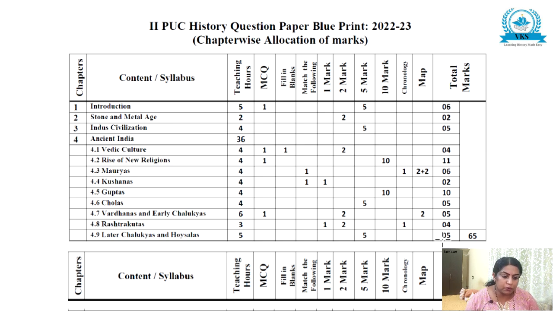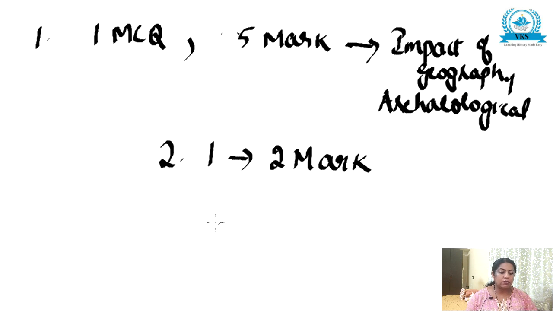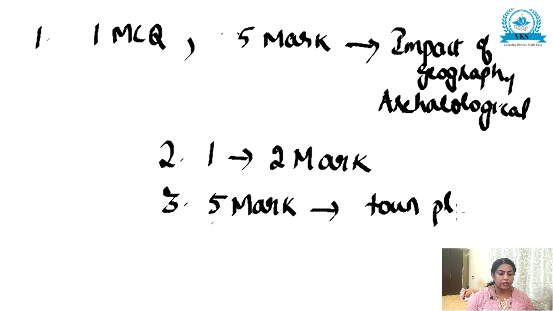So if you see in your blueprint, from Indus civilization, one 5-mark question can come. We can almost be sure regarding that 5-mark question. That is from chapter 3, Indus civilization. There are only two 5-mark questions. One is town planning of Indus civilization.